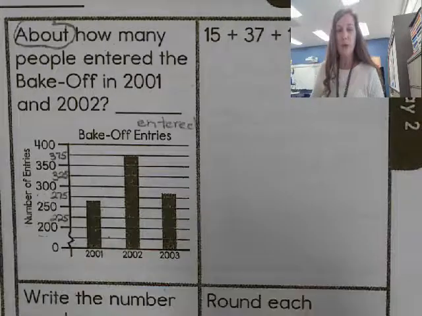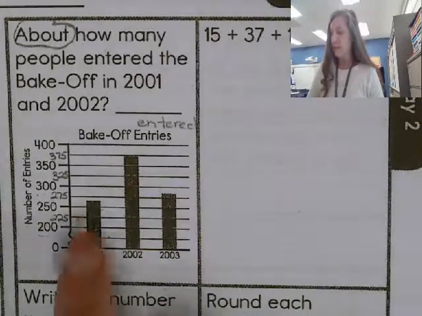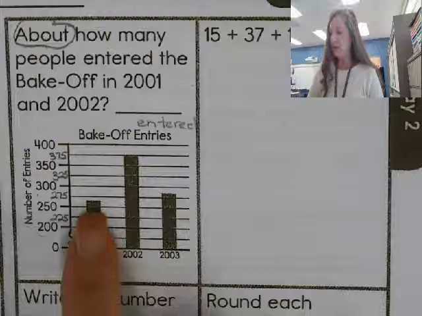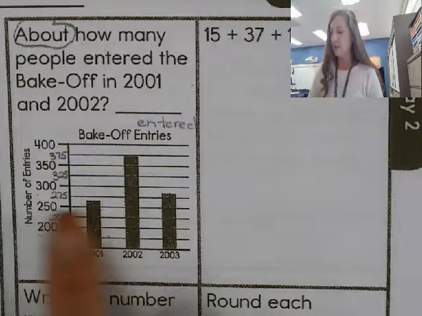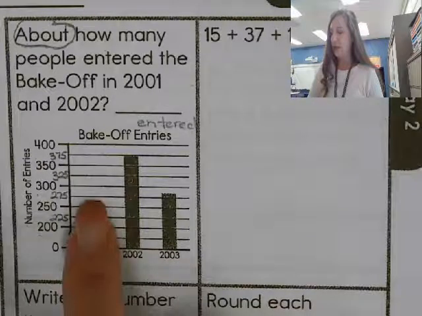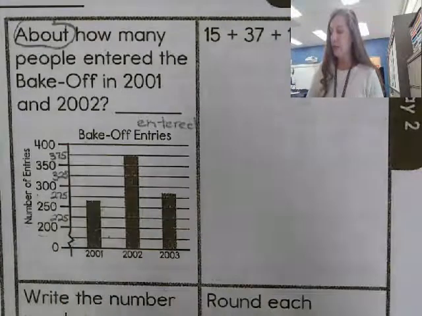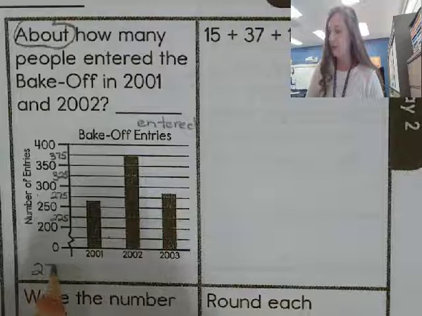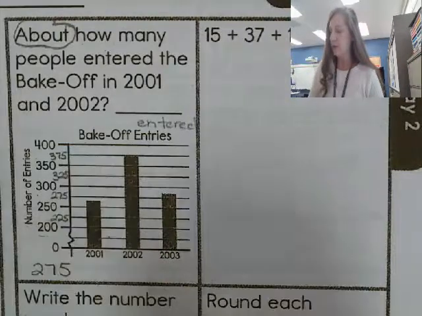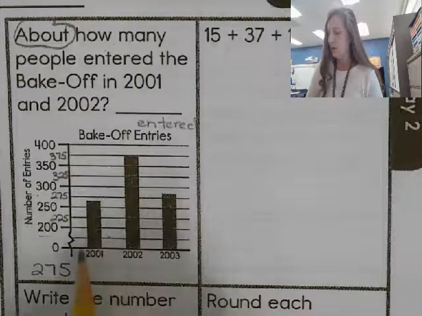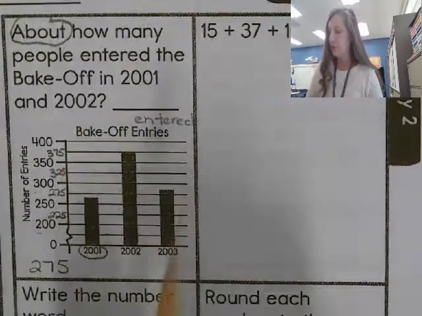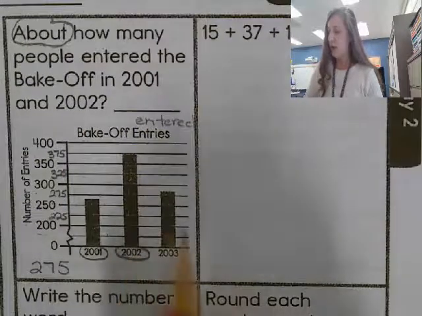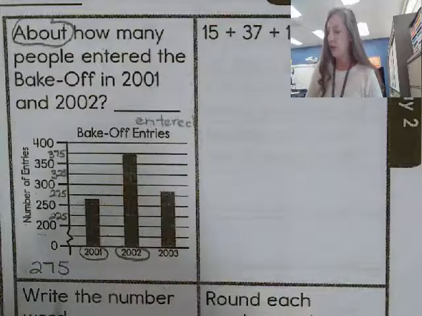Now, if you'll notice, since it's about, it's not going to be exactly. So we're looking at 250, and it's almost to 275. So it's somewhere in between there. I would say that we're going to choose 275 as our about for 2001. And for 2002, our about is 375.